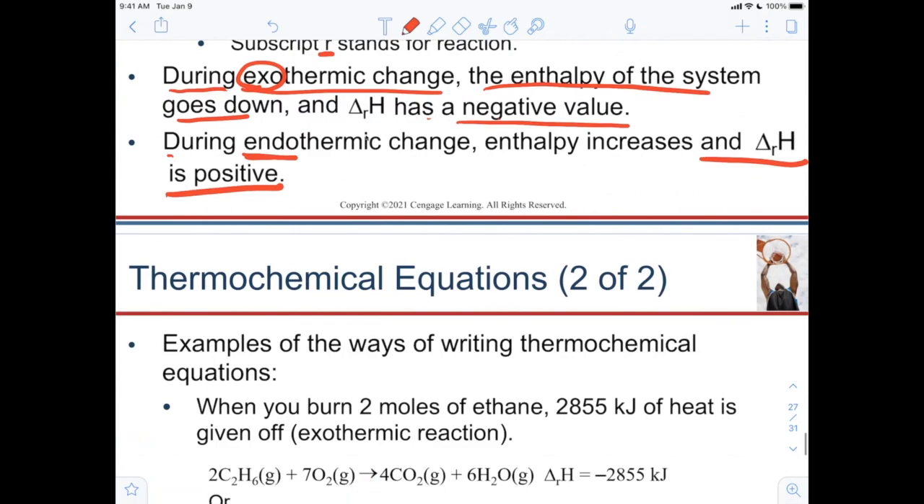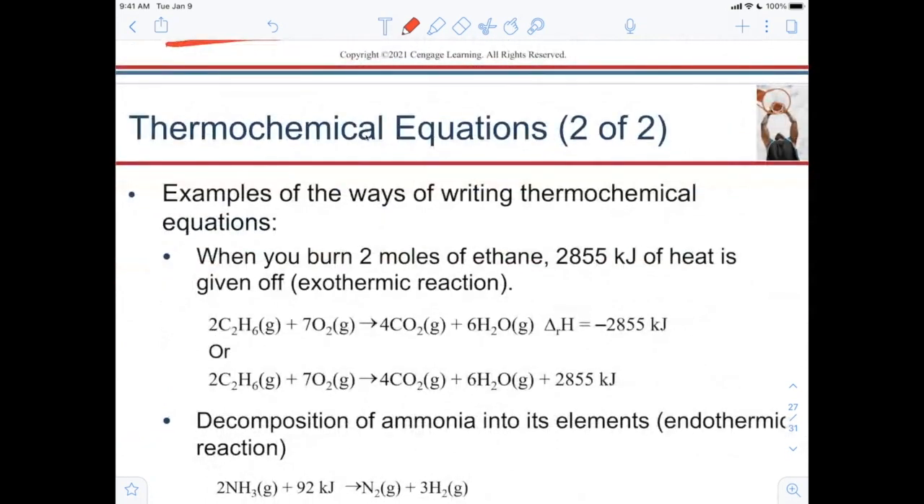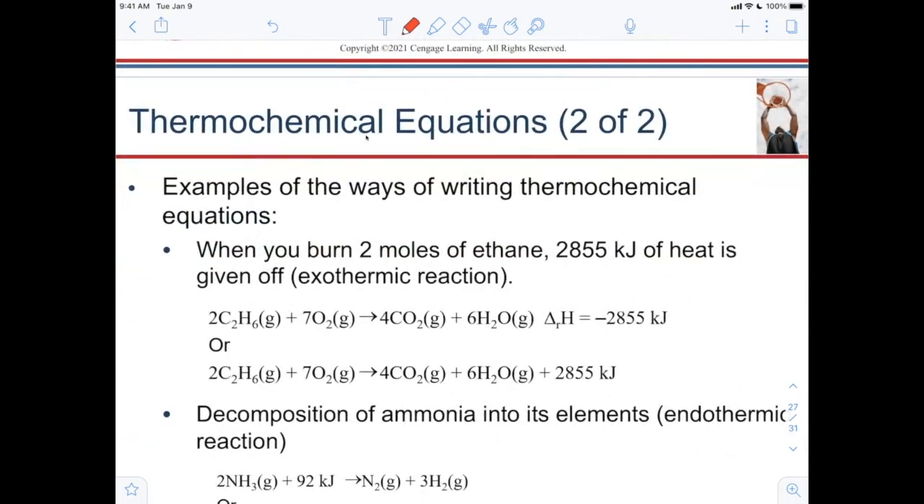Okay. Now, in one of your homework questions, I looked over that today, you're asked to write the thermochemical equation in more than one way. So we're told here, when you burn 2 moles of ethane, this is ethane right here, 2855 kilojoules of heat is given off. Oh, by the way, burning is the same thing as a combustion reaction. You should have learned this in chapter 8, I think.